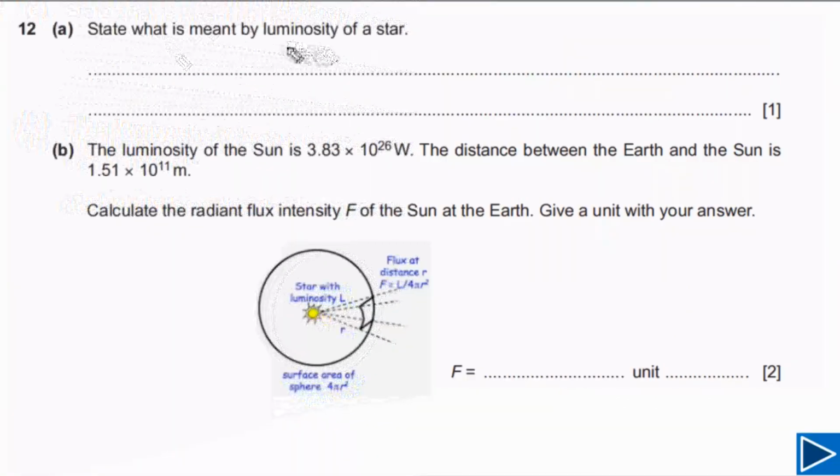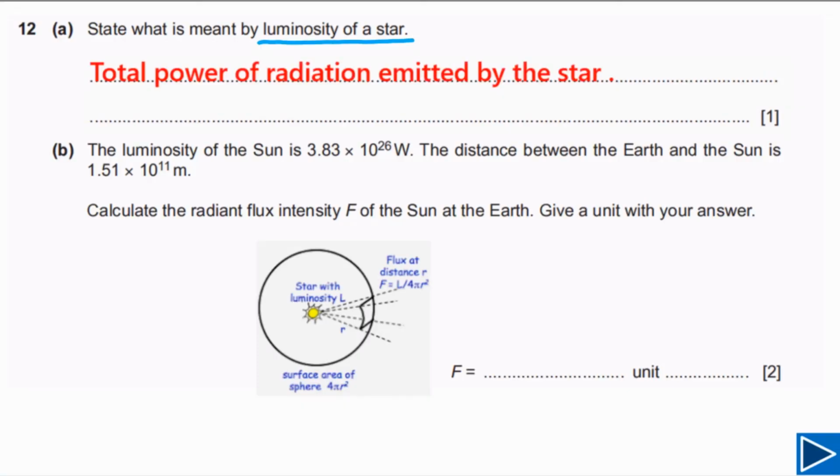For part A, we need to state what is meant by luminosity of a star. Luminosity of a star is the total energy of radiations emitted by any star per second. Simply, we can say this is the total power of radiations emitted by the star. And luminosity of a star is distance independent, meaning it does not depend on distance from the star. This is how you can write down your answer. And this question has only 1 mark. If you have written this, you will get 1 mark.